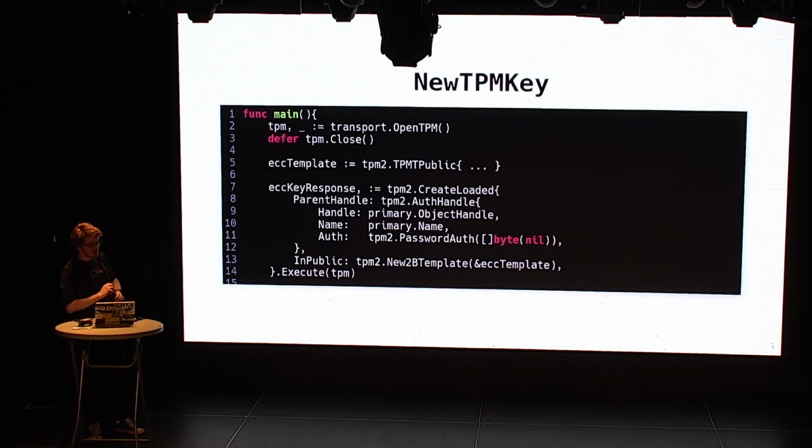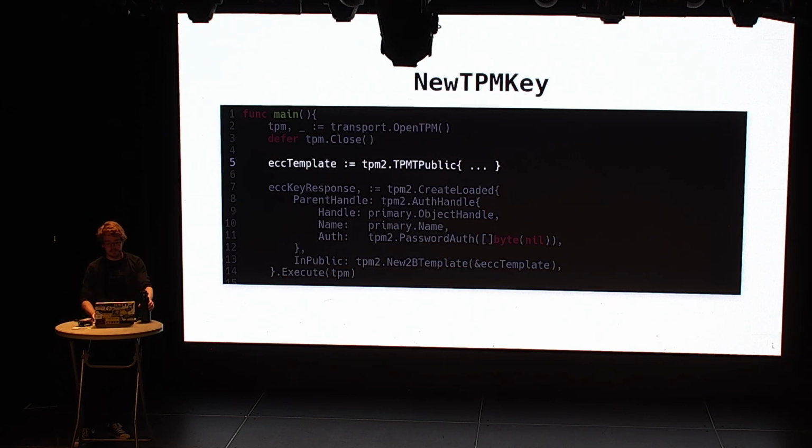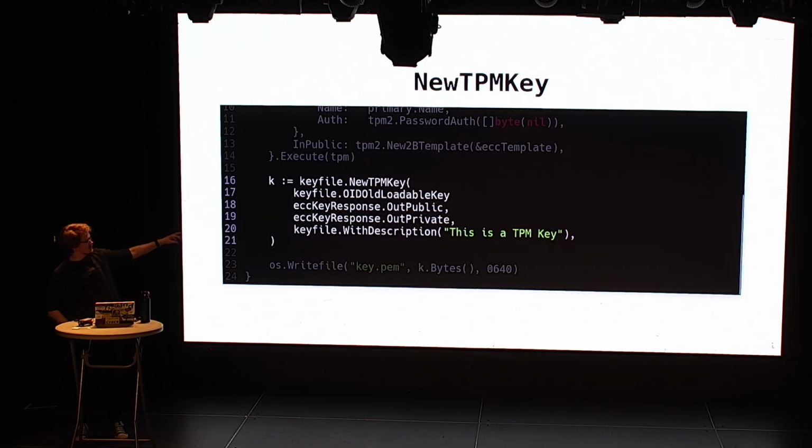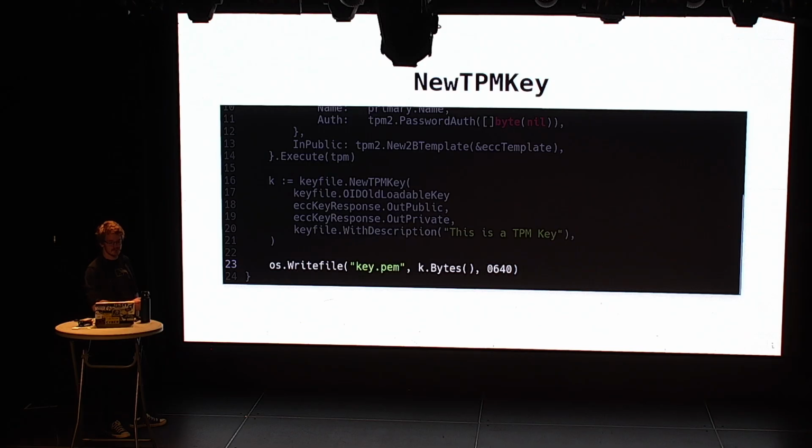You can also make keys yourself through the Go TPM API. So the template is how the TPM knows what objects it should create. We can create a loaded object, which is how the TPM loads objects. And then we can serialize our own key with a description and the public and private part of the key. And we can write this out onto a new key file.